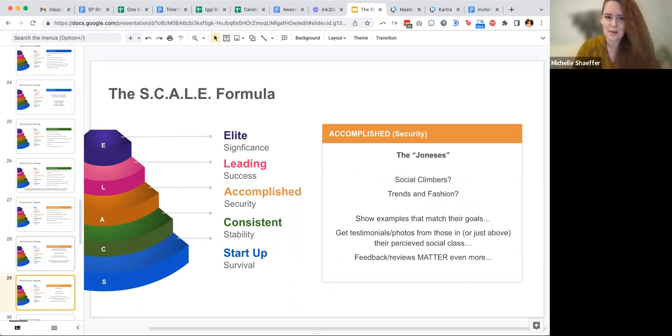Again, this level, keeping up with the Joneses a little bit. You've got social climbers, trends and fashion start to matter. This is where branding starts to become incredibly important, right? And it's not just your logo, it's how does your business make people feel? Everything about your brand. At this level, make sure you're showing examples that match their goals. Get testimonials and photos from people who are at this level or just above it, because feedback and reviews start to matter so much more at this level.